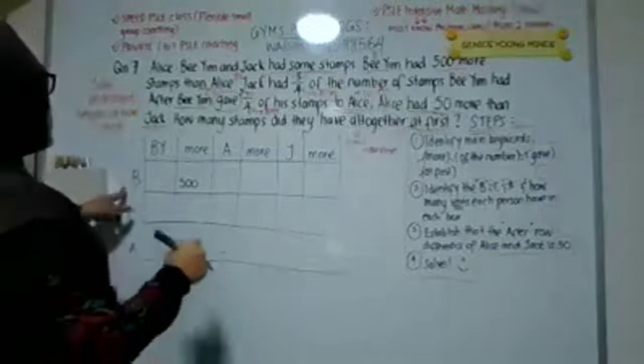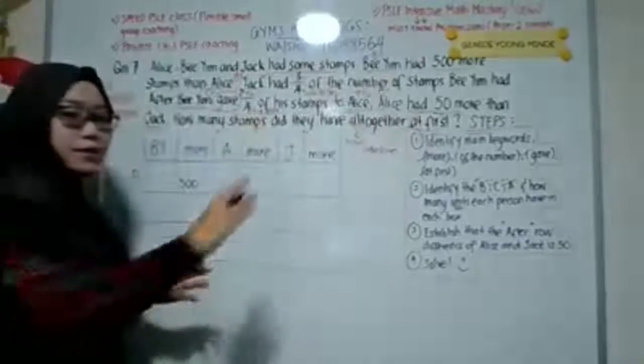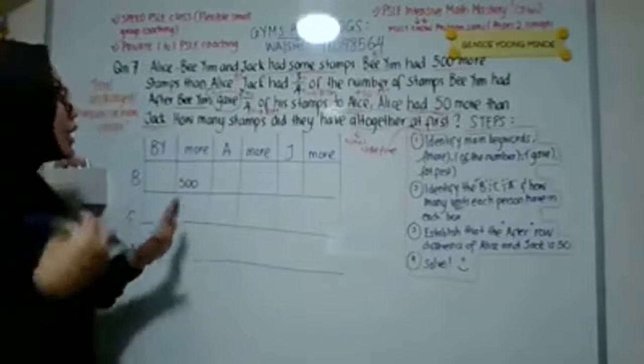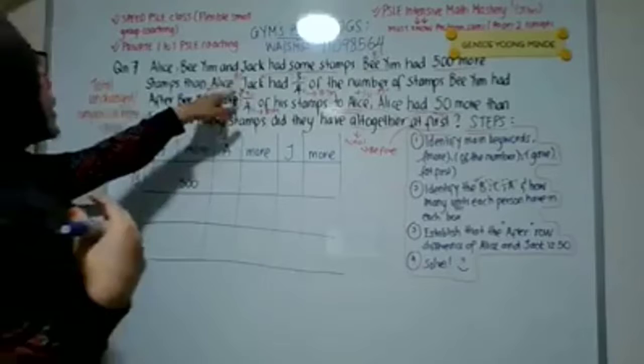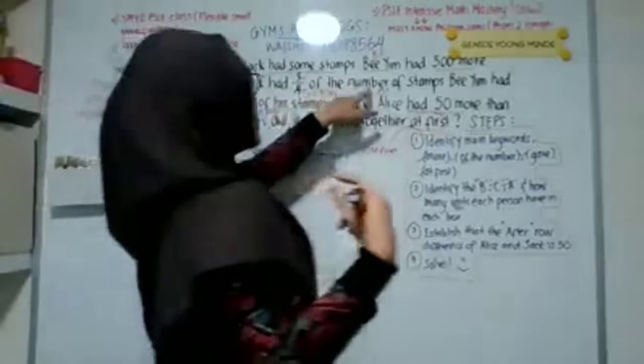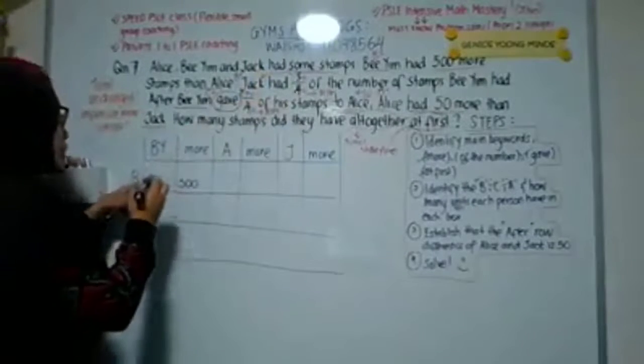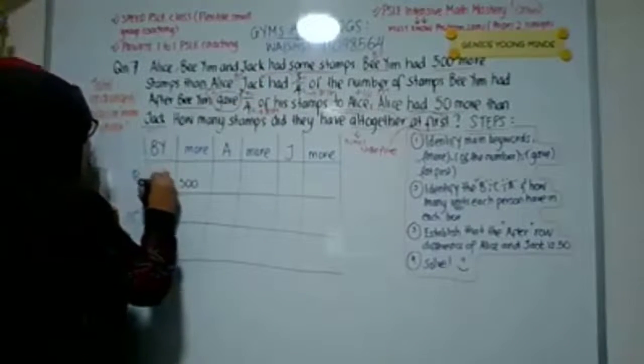Now, let's move on to before Alice. Do I know anything about Alice at first? Nothing yet. Okay, let's go down to the second one. We know that this before, Jack had 3/4 of the number of stamps Beam had, which means 4 units is Beam. So here is 4 units.